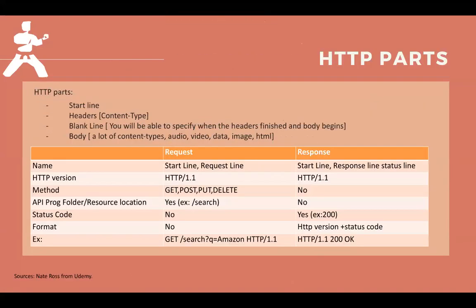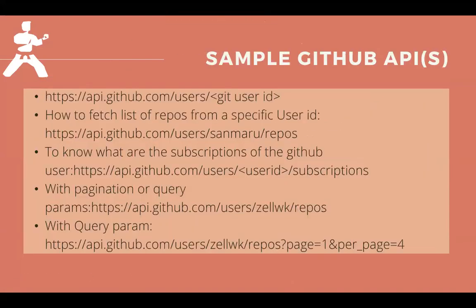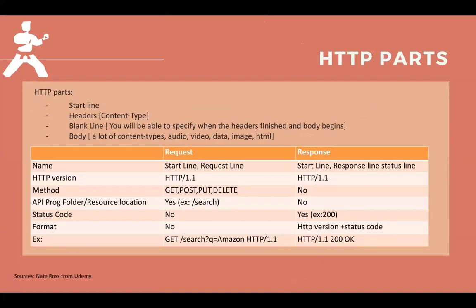Before we jump into the next slide, the sample GitHub APIs, I wanted to talk about a few parts of HTTP. We all know HTTP. Even this Zoom meeting is happening on HTTP. So there are a few parts we all need to know. We have a start line, headers, a blank line, and a body. When we say start line, it could be a request line.